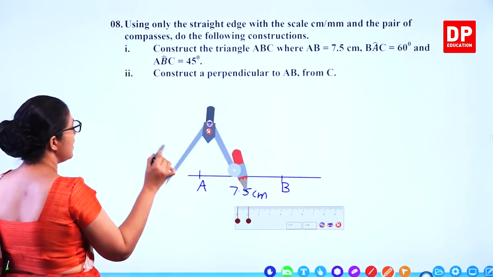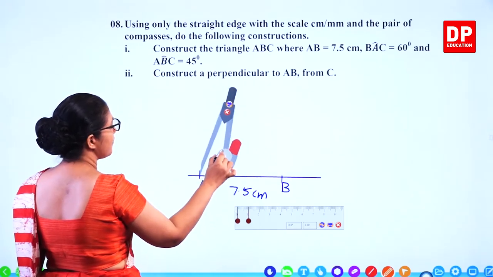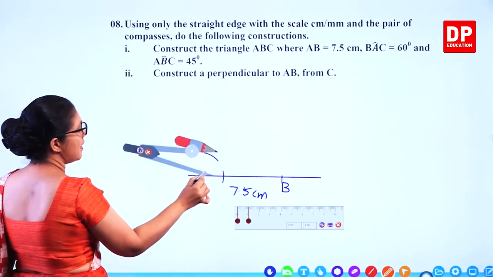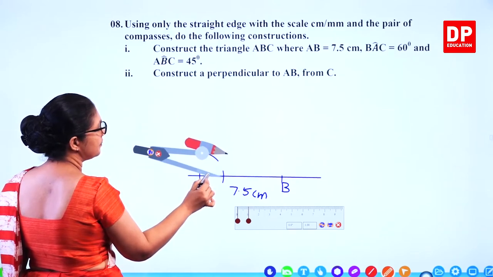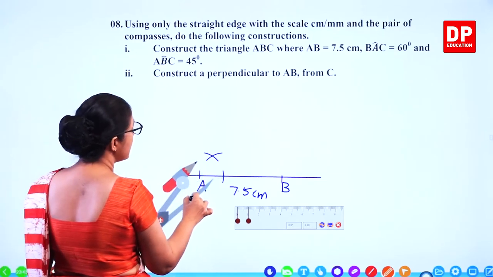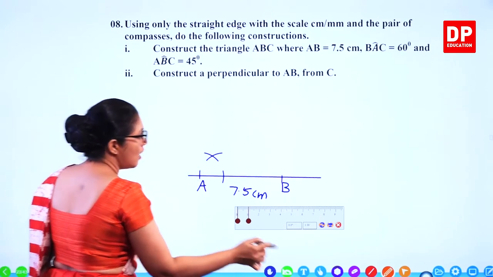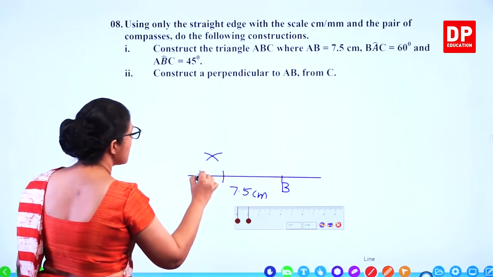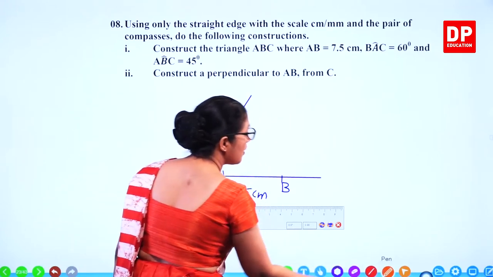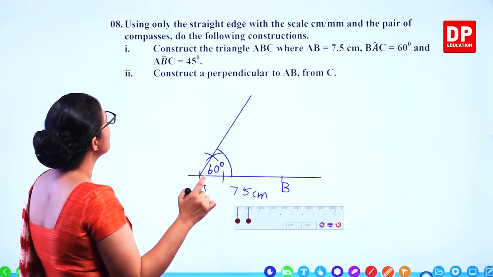So how you draw and construct a 60 degree angle: take a certain length. You draw an arc here, an arc in the middle, and take the same distance and draw the other arc. And then you connect it. How you construct 45 degrees? Now we'll first draw the line, that's the 60 degree angle, because A angle is 60. Now we have to construct 45.